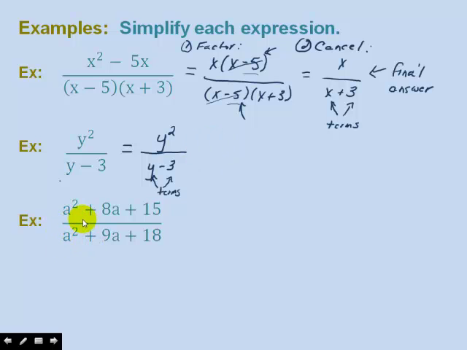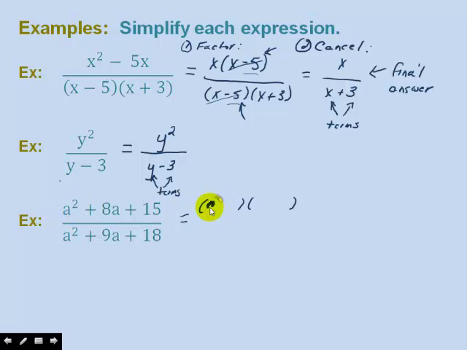Okay, last example. We have a squared plus 8a plus 15 on the top and a squared plus 9a plus 18 on the bottom. And both of these we're going to have to factor, and both of these are trinomials, so we're going to factor them, or try to factor them, into two binomials. And both of these are a little bit simpler trinomials to factor because the coefficient for the a squared in both cases is just 1.